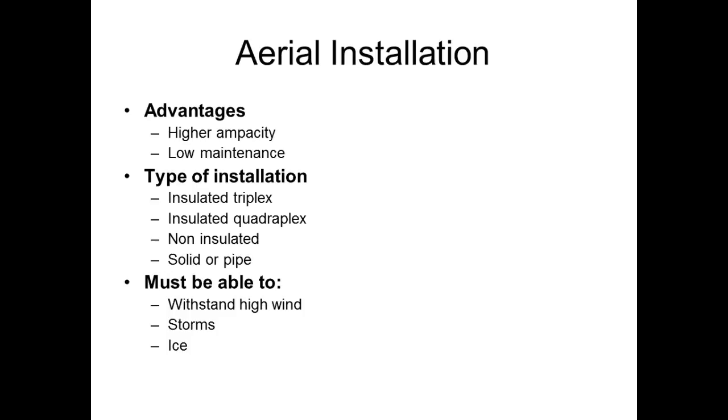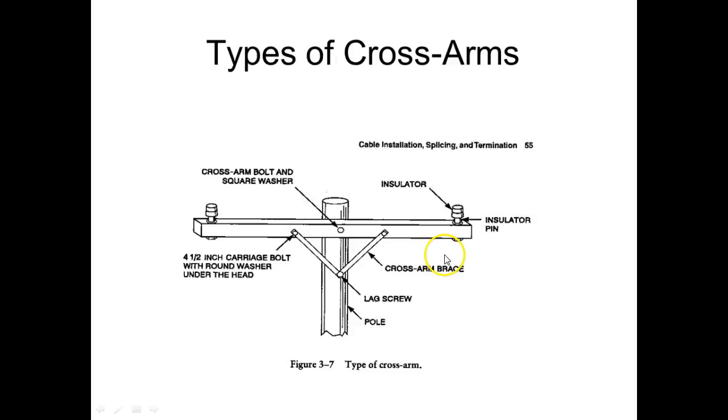Well, what we drop from our house is triplex. Now one of them is uninsulated. A triplex cable, because that center is your neutral, right, or your ground. Non-insulated solid or pipe must be able to withstand high winds, storms, and ice.